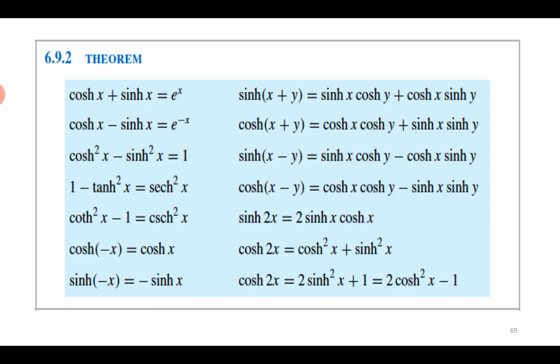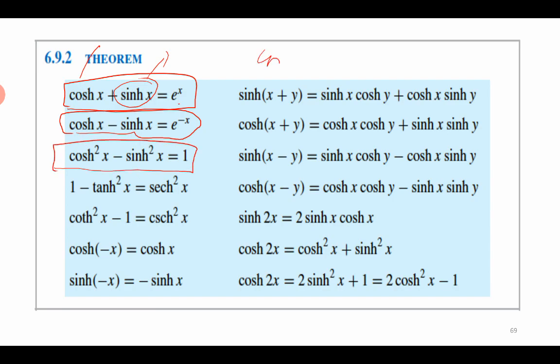Some identities of hyperbolic functions, just like our trigonometric functions. The sum of them is equal to cosine hyperbolic. We know the first part is the even part and the second part is the odd part in the introduction of hyperbolic functions, so the sum of them is exponential x. The subtraction of them, cosine hyperbolic minus sine hyperbolic, is exponential negative x. So this is the important identity.